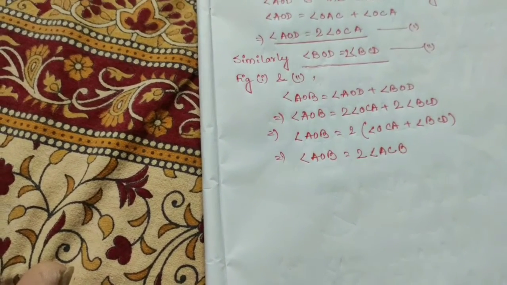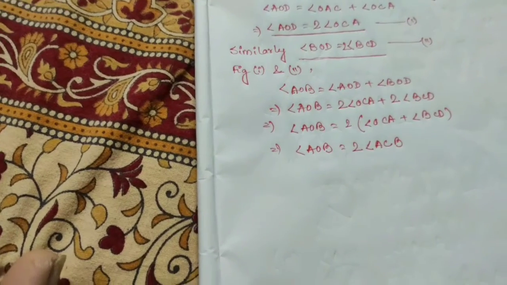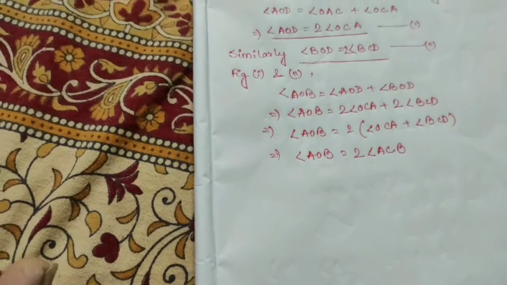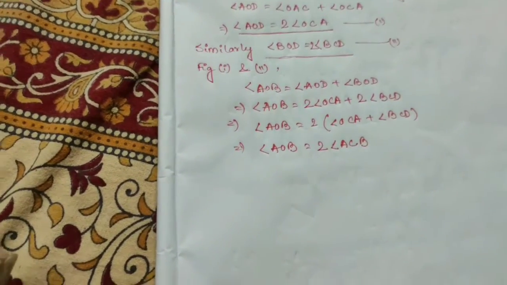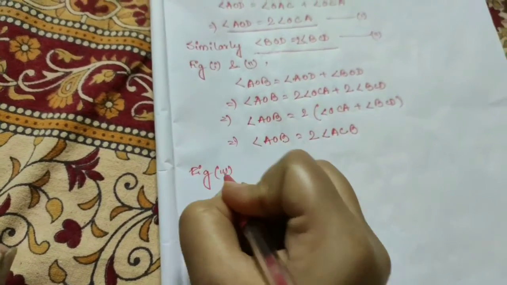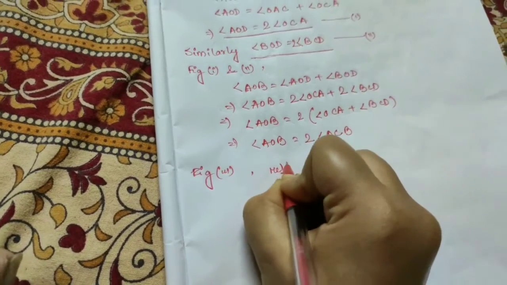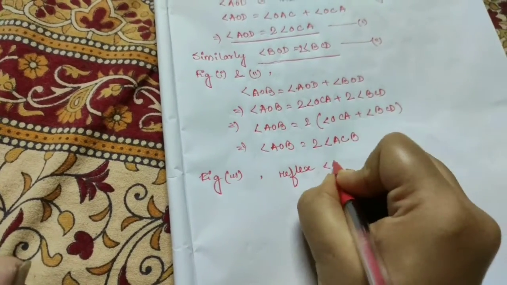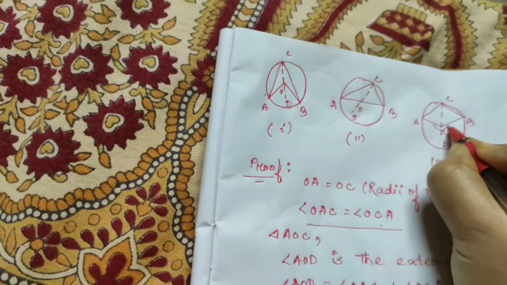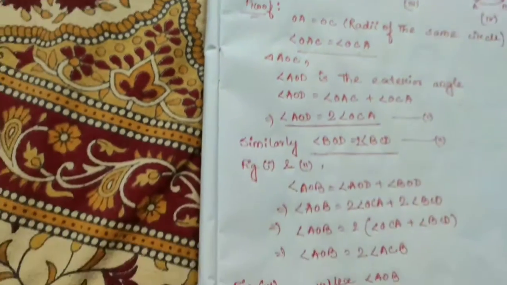For figure 1 and figure 2, I have proved that angle AOB is equal to twice of angle ACB. That is, the angle subtended at the center of the circle is equal to twice the angle subtended at the circumference of the circle. For figure 3, I have to prove that reflex of angle AOB is equal to twice of ACB.